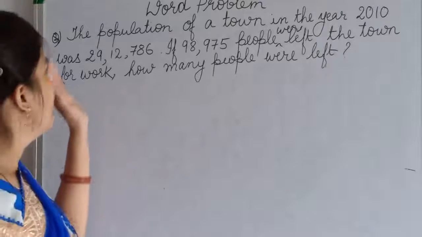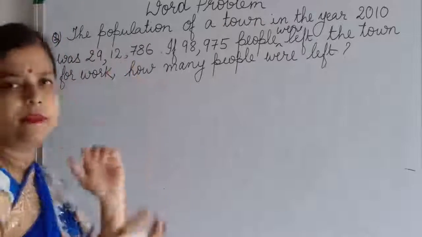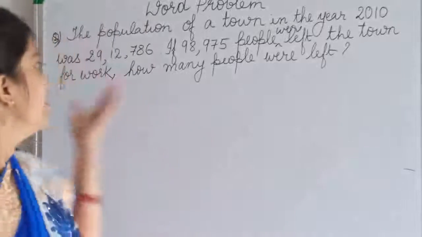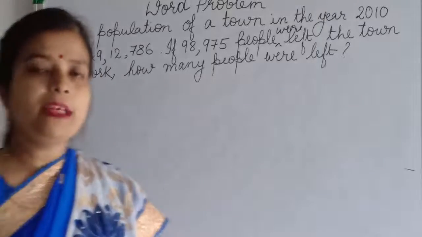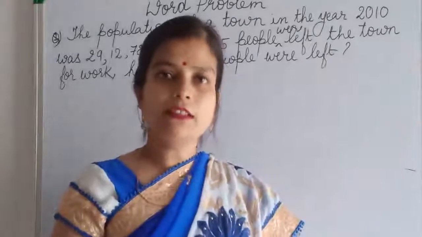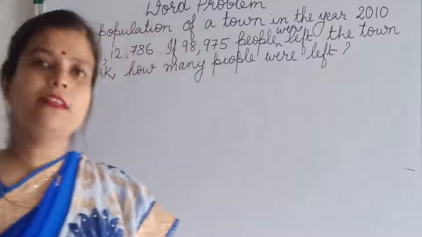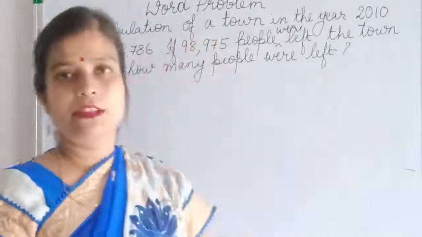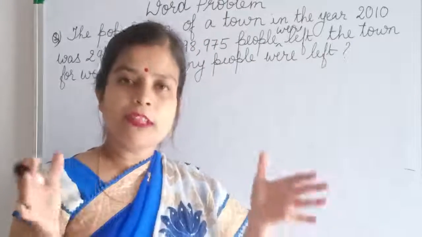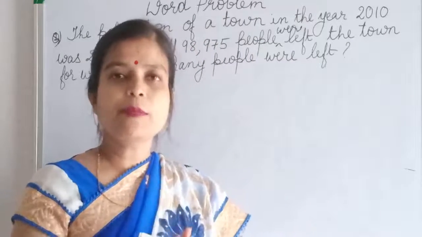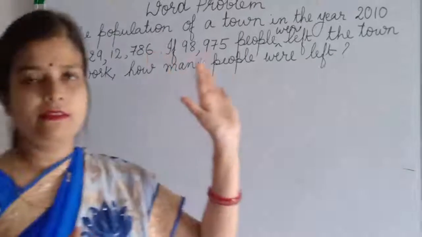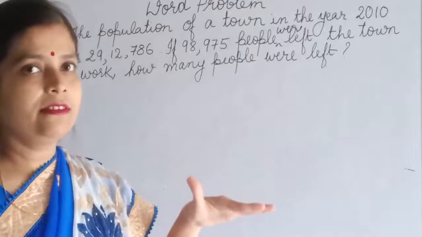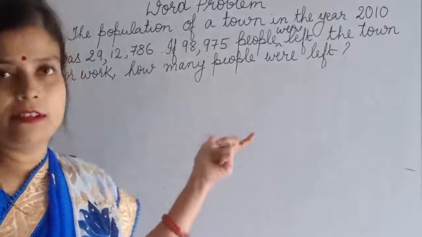Maybe the population of the town was this much, like the population of Hazaribagh was 29 lakh, okay, but many people went out for work. They used to go to Bombay, Delhi or anywhere for work. So some people went out for work. Then what is the population now? We have to subtract the people who went out. Then only we will find the population of the town now. So similarly we will do here also.